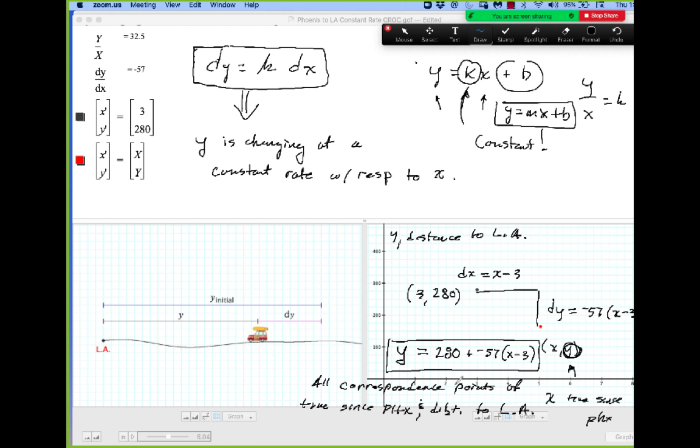So I propose that this is much better than y equals mx plus b. So what's an advantage to this over mx plus b?